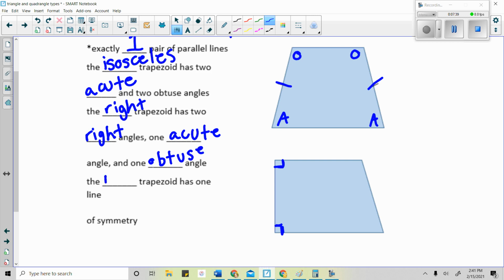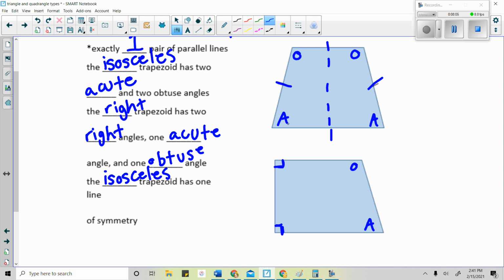Now, the isosceles trapezoid does have a line of symmetry, and the line of symmetry is vertically down the middle, but it does not have a horizontal line of symmetry. Okay, and the right trapezoid doesn't have any symmetry. Okay, but the most important thing to remember about the trapezoid is it has 1 pair of parallel sides.